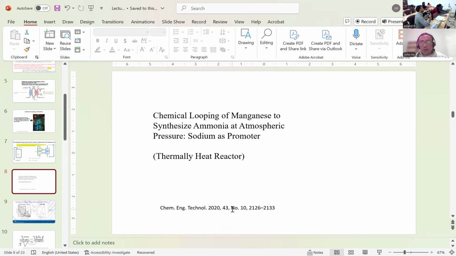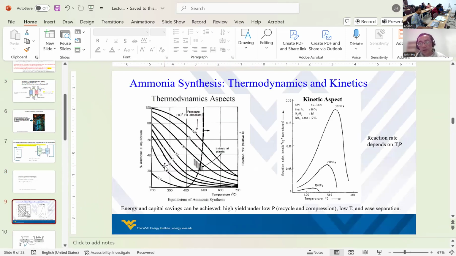But this paper, tomorrow we are going to do a case study and a calculation, and see if you can come up with the same catalyst or reactor size. I will talk about this at the end of today, but I want to continue today's discussion. The chemical looping here uses manganese to synthesize ammonia at ambient pressure, with sodium as a promoter.